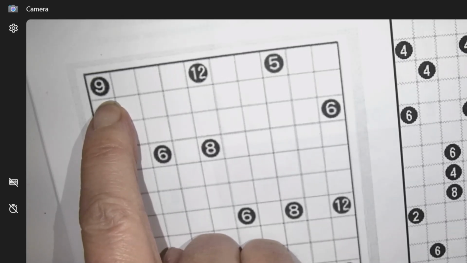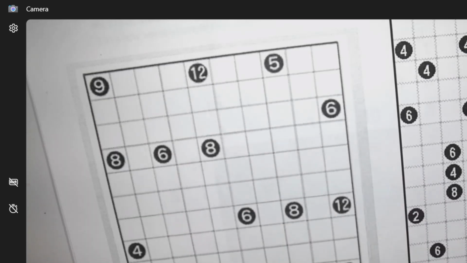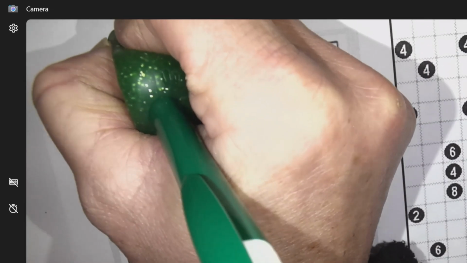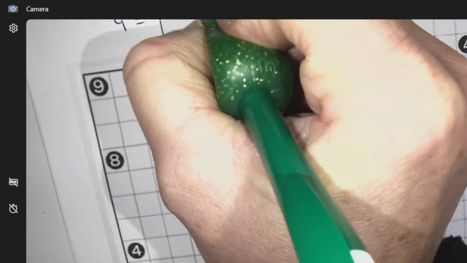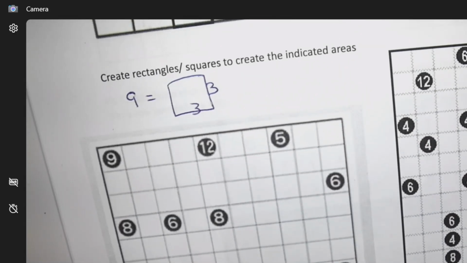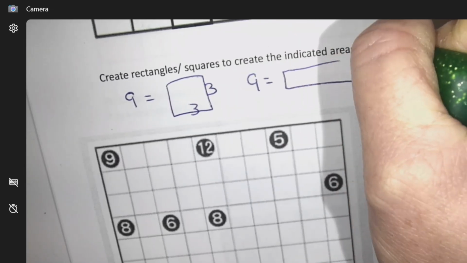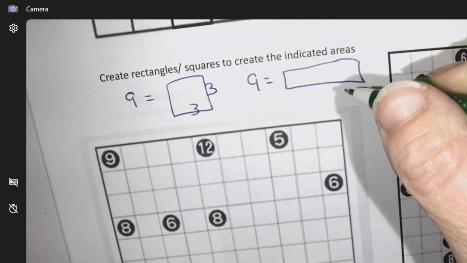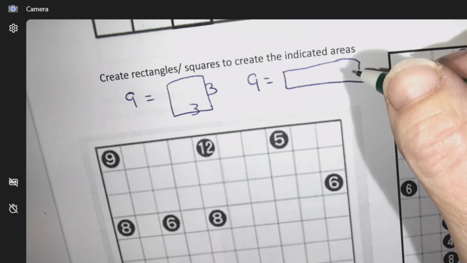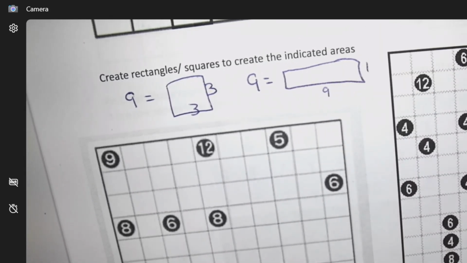So what are your options to make a 9? Wait, how do I know if it's an area of 9? You could do a 3 by 3 square. What's another way to make a 9? 5 by 2 rectangle. No, wait, what? No. 5 times nothing will make 9. So then I would need a 1 by 9 rectangle. That's it. Those are the only areas, because area is timesing. So what are your only ways to times to 9? 1 times 9 and 3 times 3.